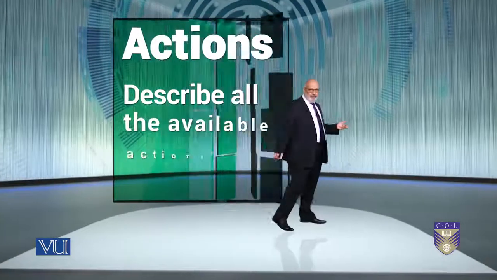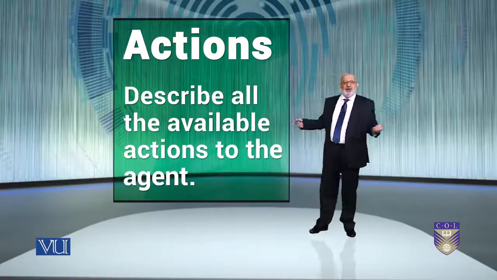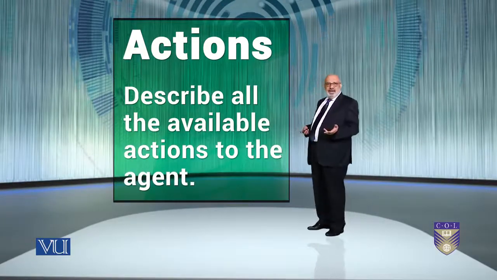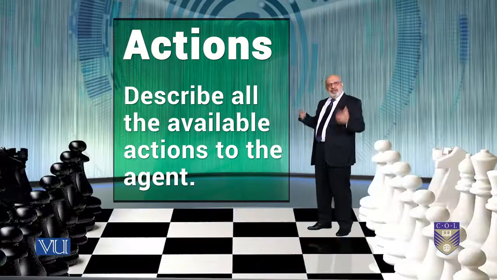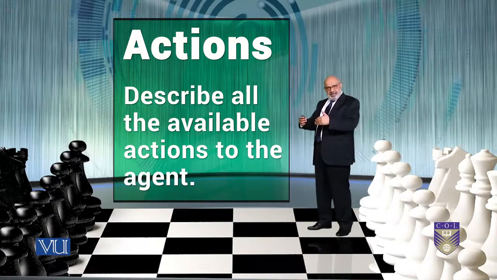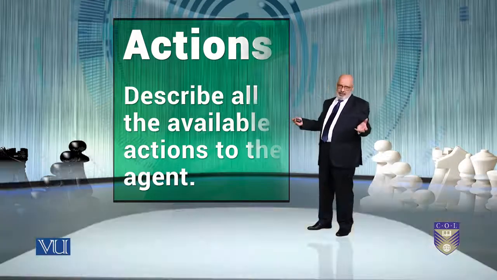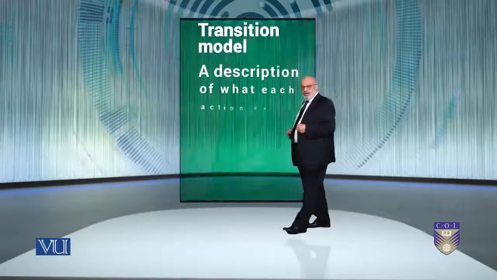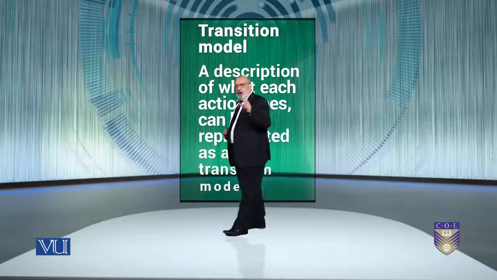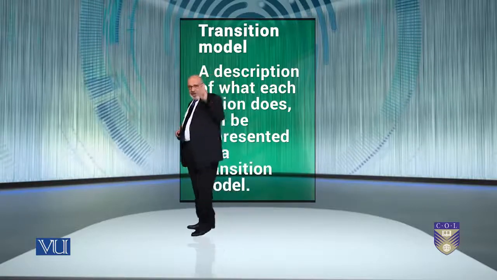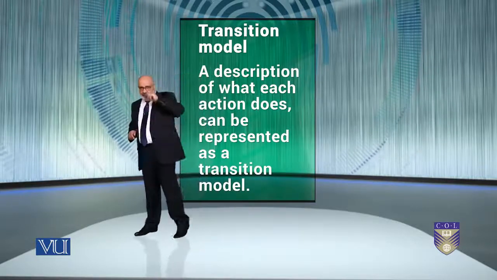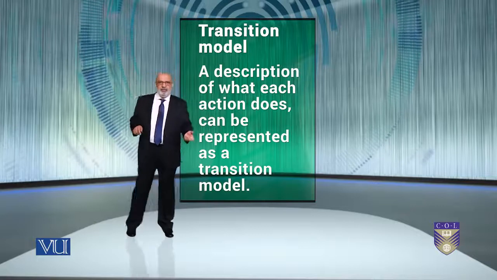Actions, and then what happens? Actions describe all the actions available to the agent, okay. In the case of playing chess, each and every piece and its moves that are allowed. That's what actions and operators are. Transition model, a description of what each action does, and that can be represented in a transition model.